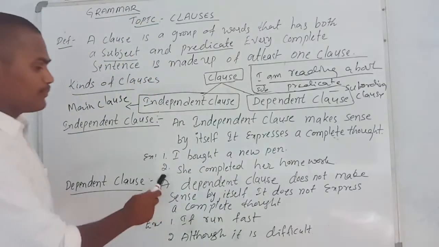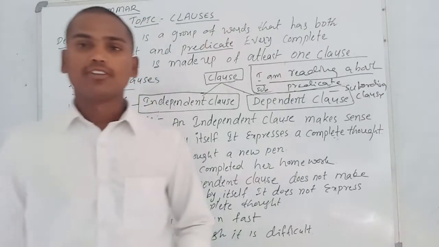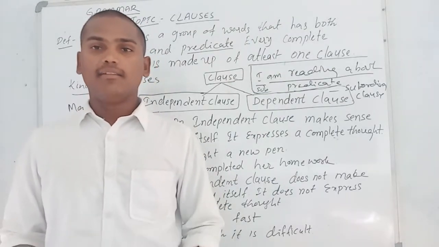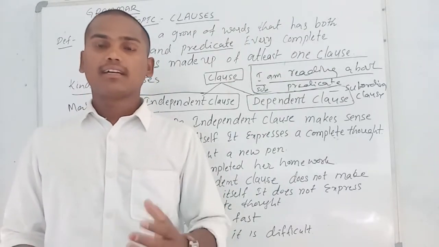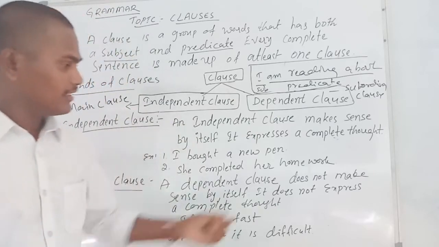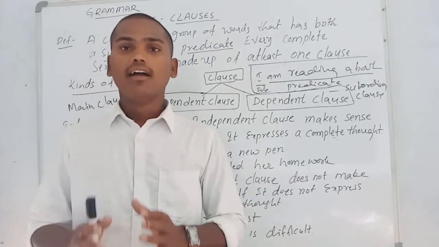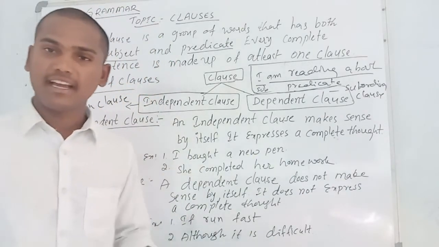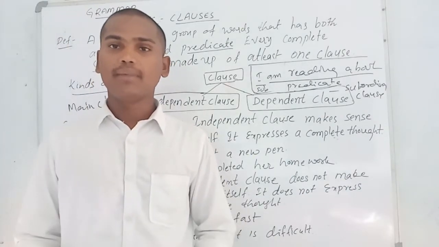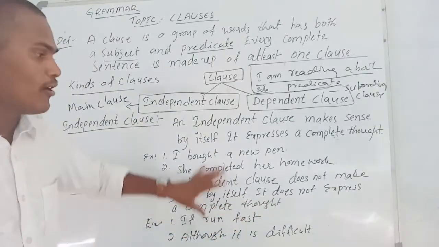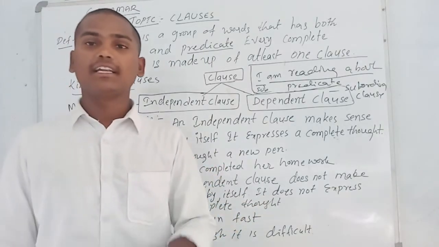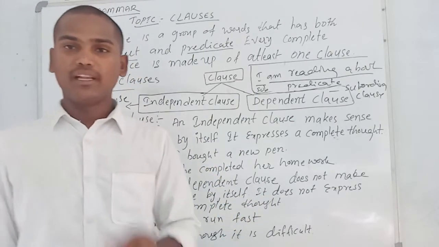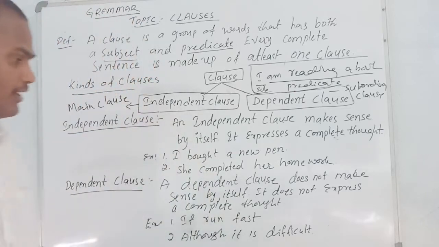Now the second example: she completed her homework. Here a girl, a student, completed her homework. Because of that sentence we are getting complete thought, complete meaning. All such sentences we call independent clauses in English. Please remember this very carefully.